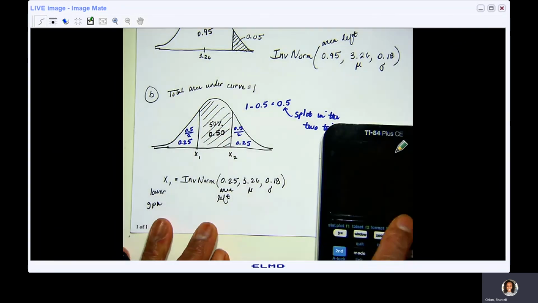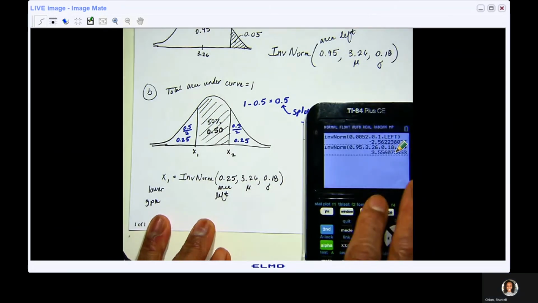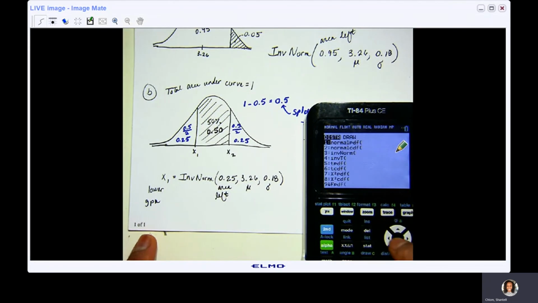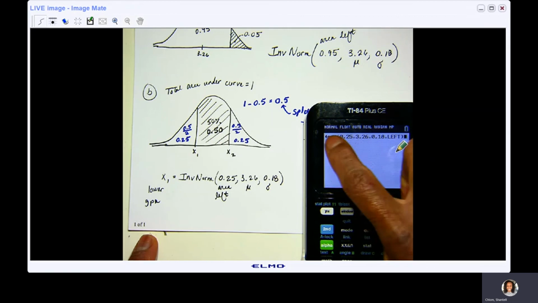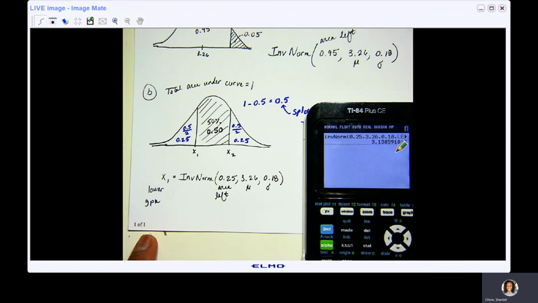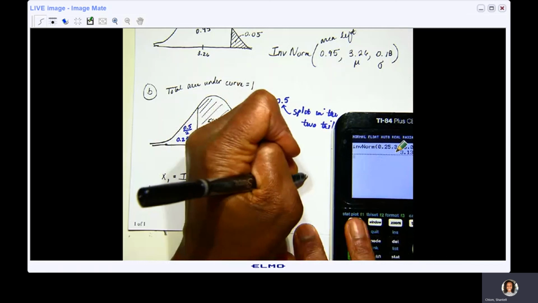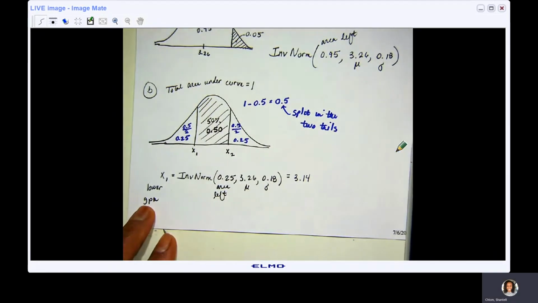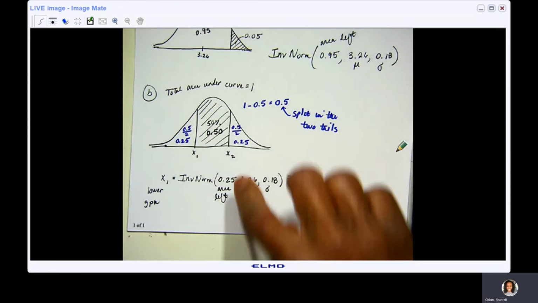Okay, let's get that one. I'm going to clear that off. I press second bars, inverse norm. I've got 0.25, 3.26, and 0.18. And then I hit paste, and it puts it on my home screen for me. So that lower GPA is 3.14. We're going to round that to 2 places, 3.14. Okay? Now, think about this one.